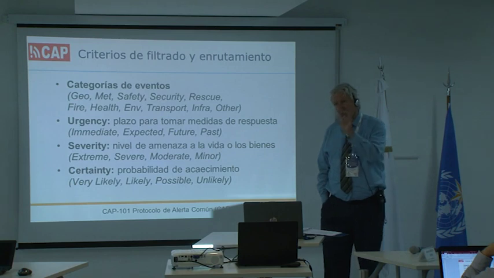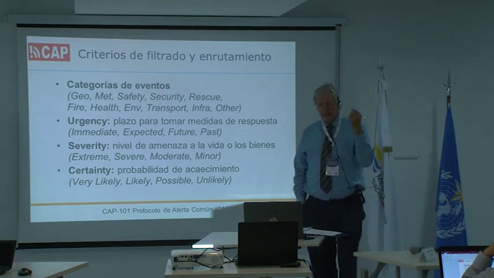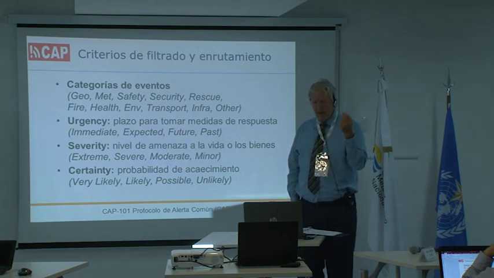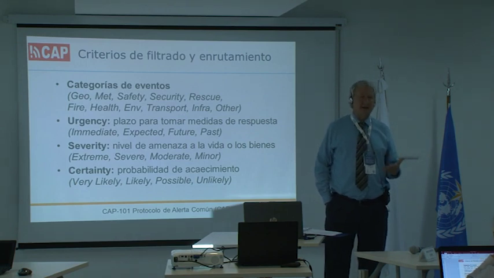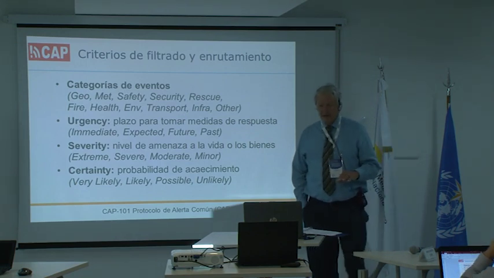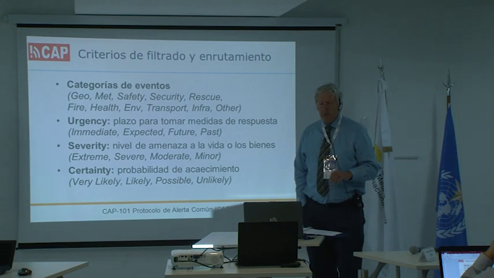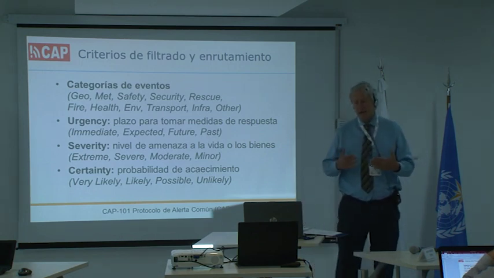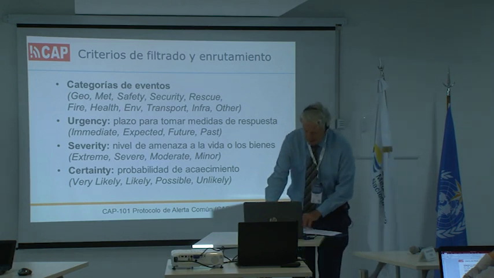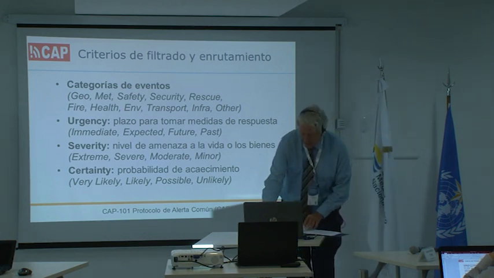And this is in the CAP standard. They are defined precisely. Urgency, four levels: immediate, expected, future, and past. Past, basically, you can't do anything about it anymore anyway. So that's out of the urgency scale. Severity, we have extreme, severe, moderate, and minor. And then in certainty, we go very likely, likely, possible, and unlikely. And I'm going to dwell on that a little bit more in the next presentation, or the presentation after that, actually.